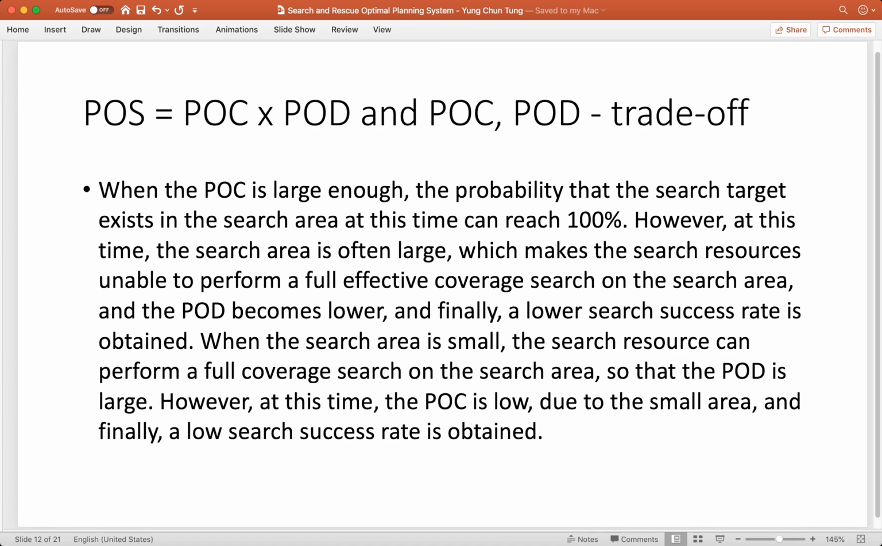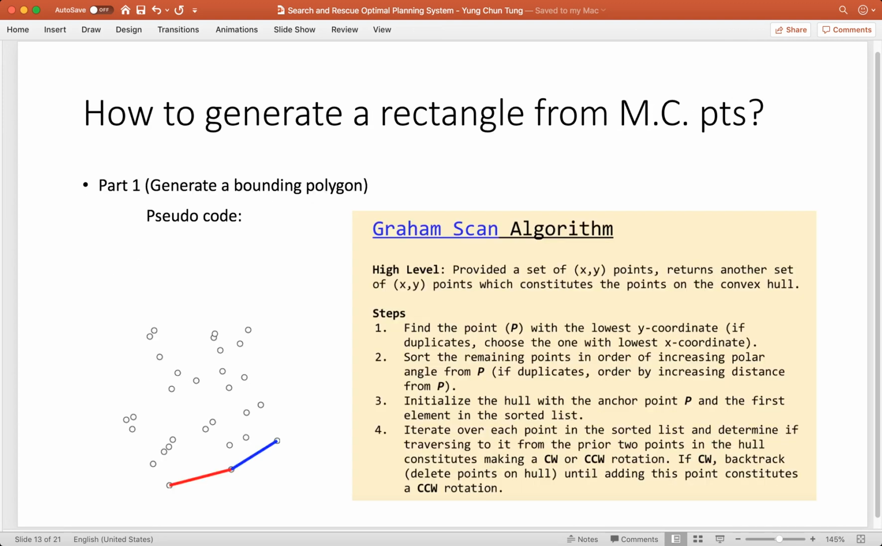And here is why we need the penalizing function: when the search area is too large, there is a high possibility that the plane will need to fly faster and will miss the target, so a lower success rate is obtained. This is a trade-off, and we need to include it in the simulation to make it more realistic.